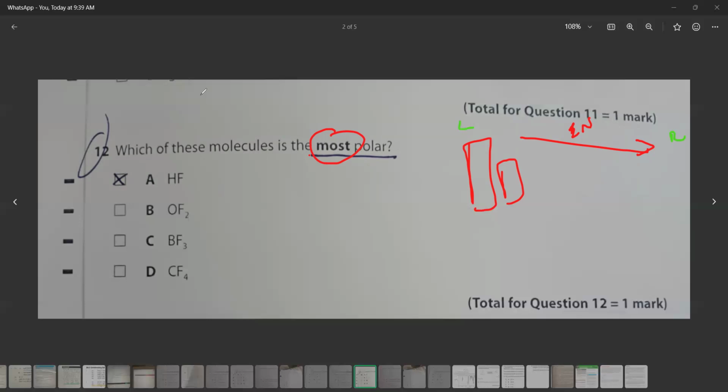All of them have fluorine, but hydrogen is in group 1 and fluorine is in group 7. When we check, this is group 6 and this is group 7. This is group 3 and this is group 7. This is group 4 and this is group 7. So the maximum spacing between the two atoms means they will have a large difference in electronegativity. So in HF, we'll have the maximum difference of electronegativity. Is it clear?